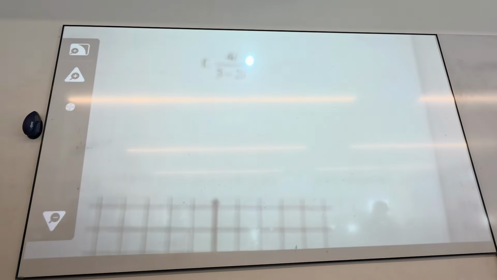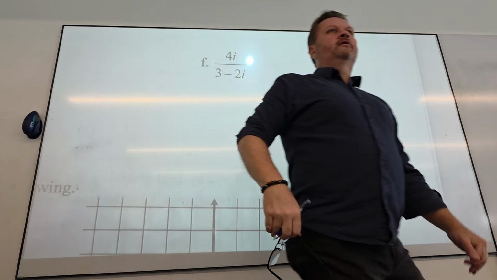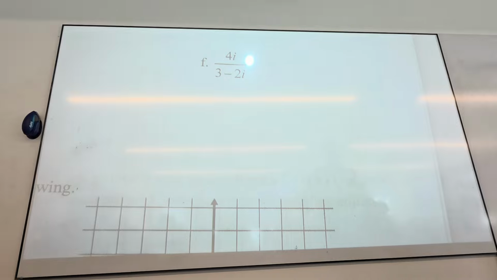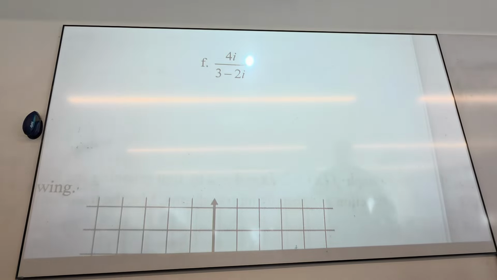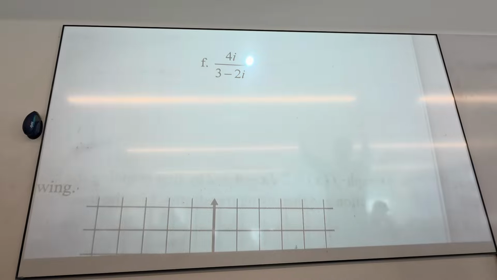Yeah, conjugate. Multiply by the conjugate. What is the conjugate? 3 minus 2i. That's what's there. What's its conjugate? 3 plus 2i. It's like the difference of squares pair, so the middle terms cancel.